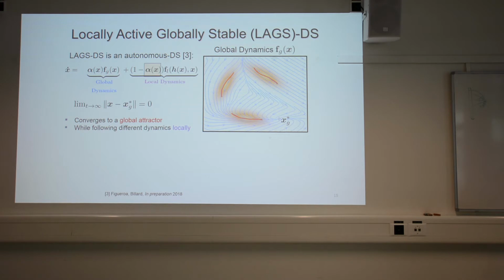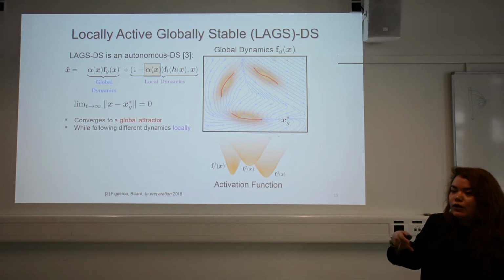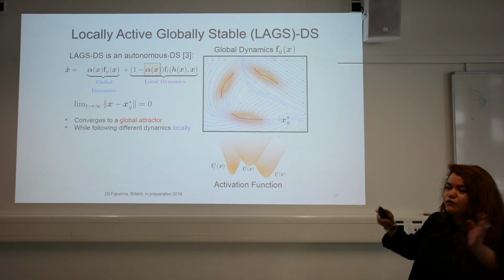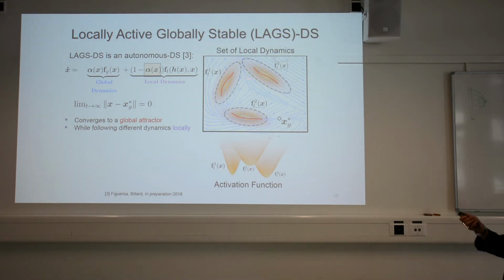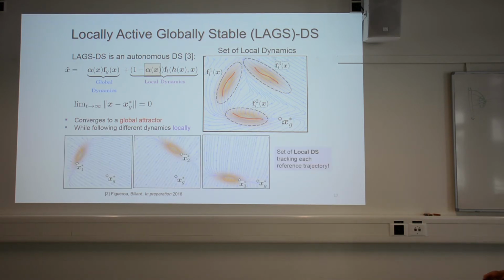Here you can see this illustration. This is the global dynamics. It's reshaped such that it follows these trajectories and then converges to a target. These shaded regions are the activation functions, which we design such that in these activation regions, we want the dynamics to change locally. We want it to be doing something else. We don't want it to follow the same flow of motion that the global dynamics is following. So here we have this set of local dynamics, and alpha is there.